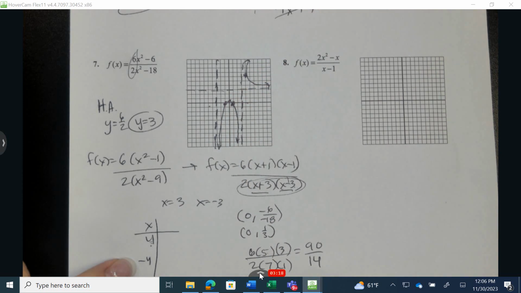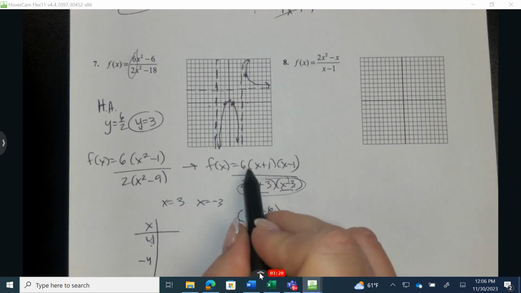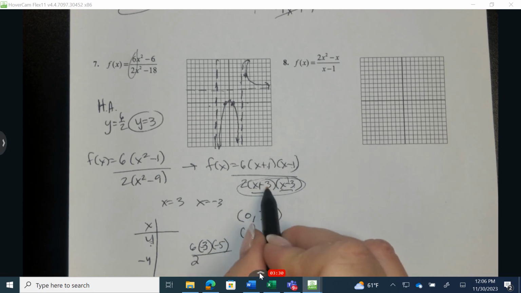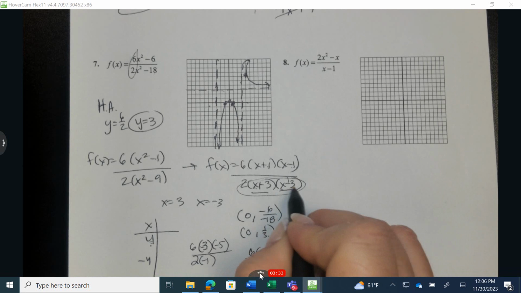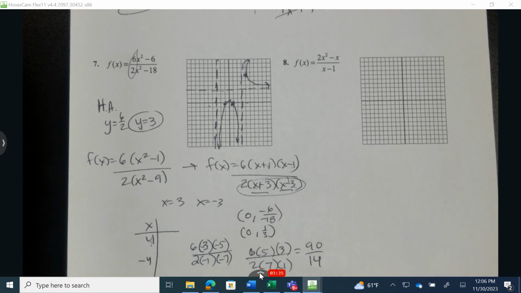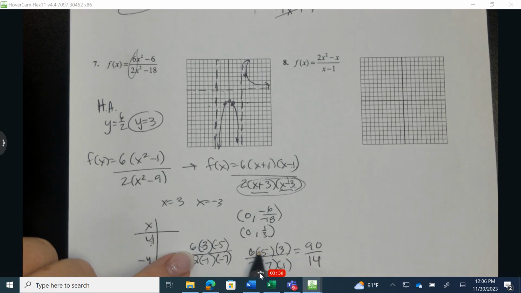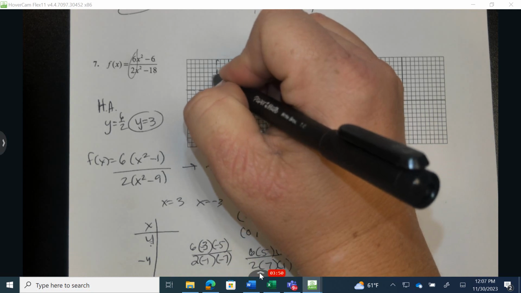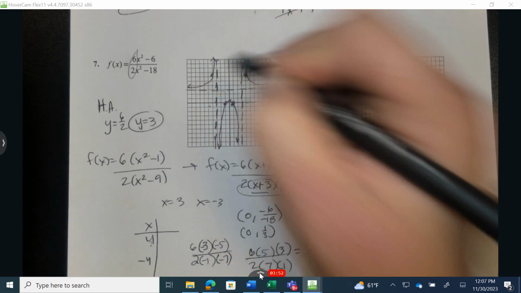Okay, and then I will do the negative 4. So I have 6, negative 4 plus 1 is negative 3, negative 4 minus 1 is negative 5, 2 times negative 4 plus 1 is negative 1, negative 4 minus 3 is negative 7. Now let's just do some math here. On top, you have the exact same numbers, and 2 negatives make a positive. I still end up with 90. On the bottom, the same numbers, but the signs, 2 negatives make a positive. I still end up with this. So I still get that 6.4 over here. So 6.4 would be right about there. And now I've graphed my function.